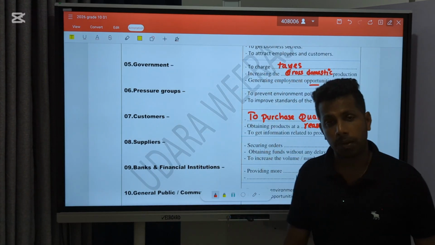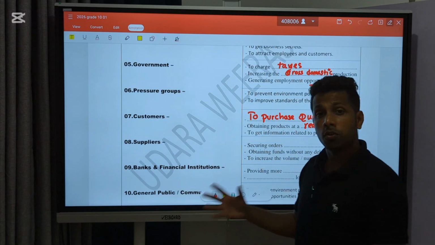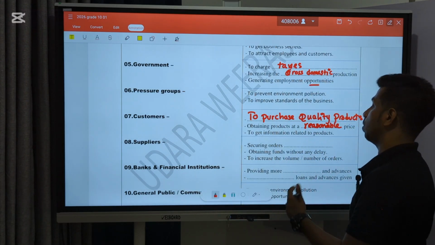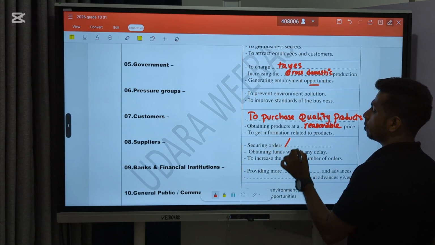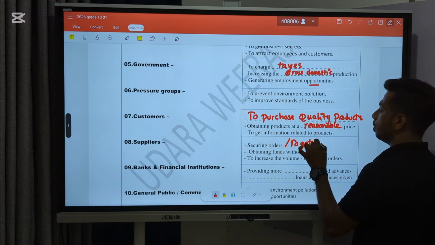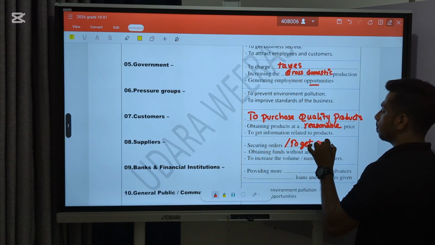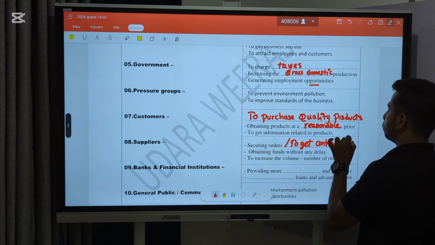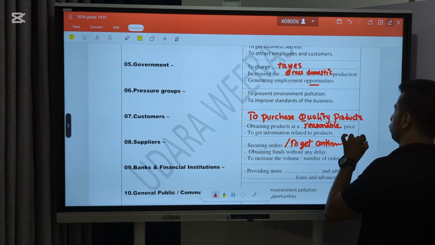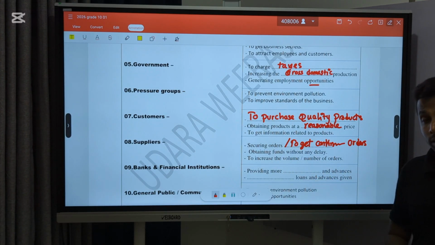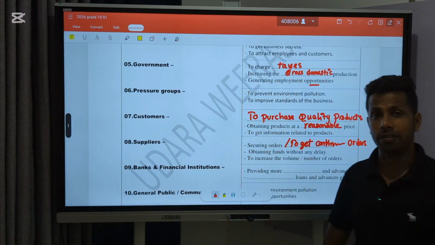We shift to suppliers actually. They also have an interest in the business to secure orders or to get continuous orders. To get orders continuously, they have an interest.